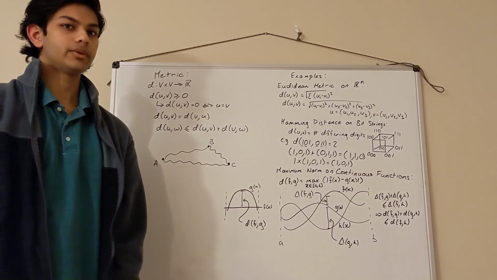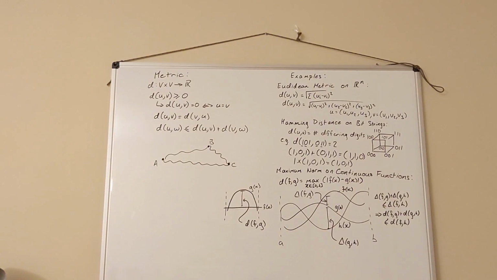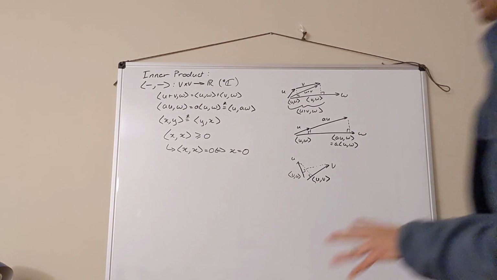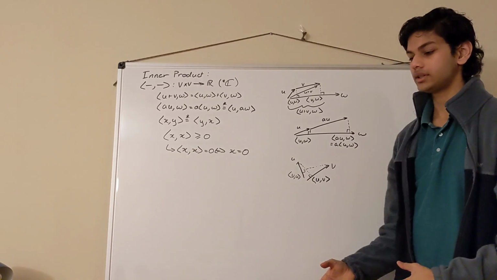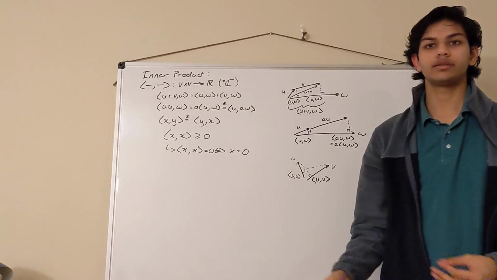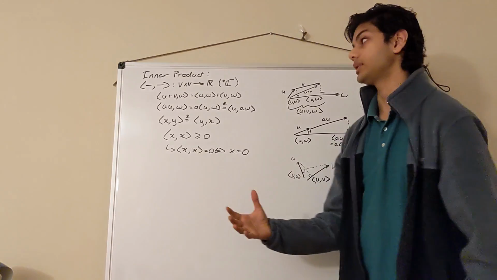Let's now talk about inner products. Okay, so now let's discuss what an inner product is. An inner product is the generalization of the idea of a dot product in Euclidean space.